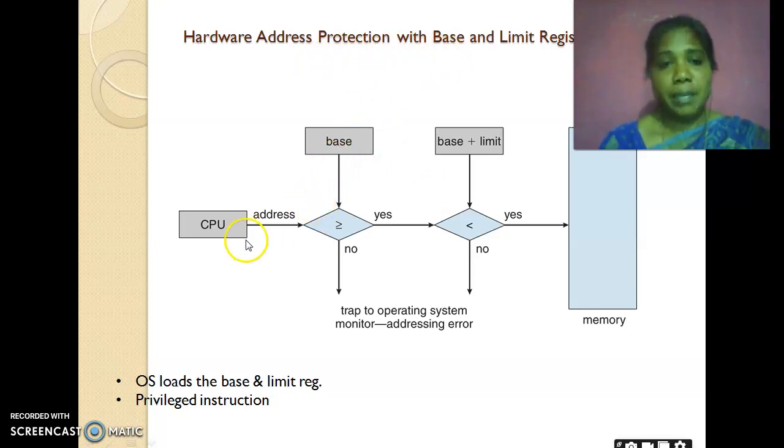The data comes from the CPU and is going to be stored in the memory. So it basically depends upon the base and limit registers. The address comes and is compared with the base register. If it is greater than or equal, the condition is true, and it then goes to be compared with the limit register.